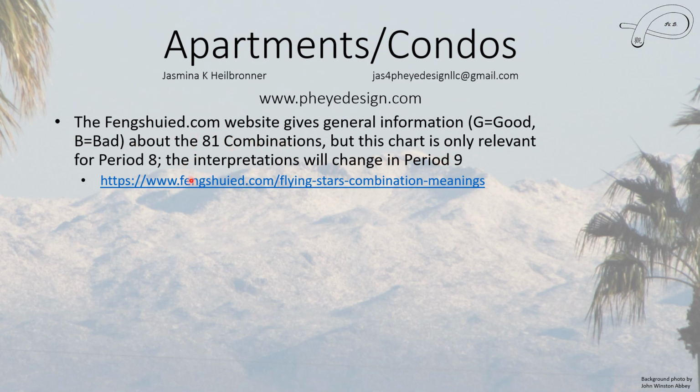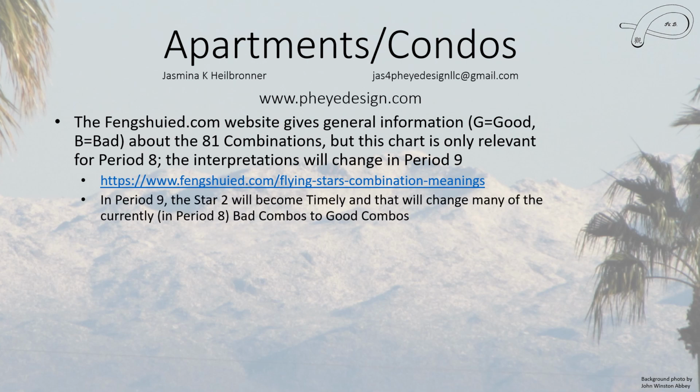But this chart is only relevant for period 9, and the interpretations will change in period 8, and next year these interpretations will change. So this is the current place. I hope they will update it. I think they will, because it's a pretty good site. So basically star 2 becomes timely in period 9, where it was a very bad star in period 8. So that's going to change how you interpret anything with the 2, any kind of combo with the 2.